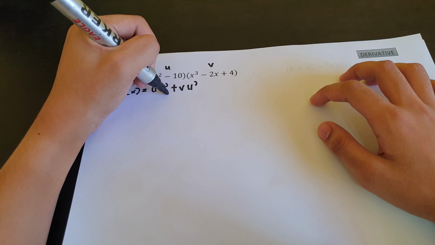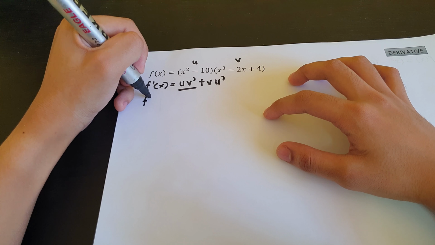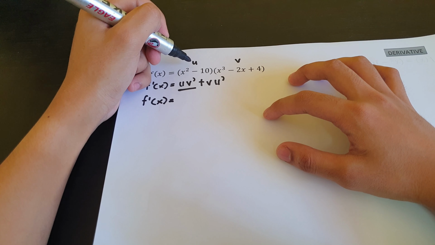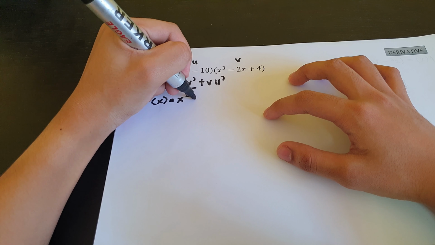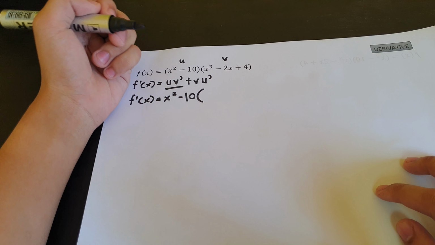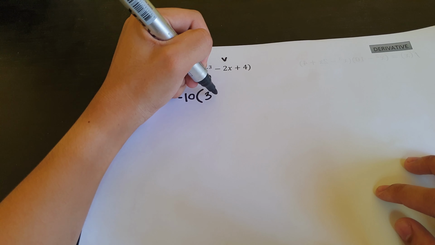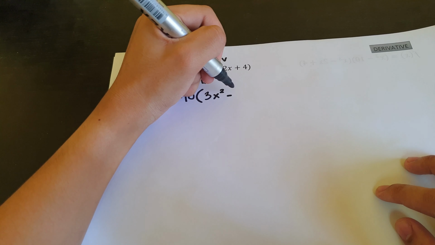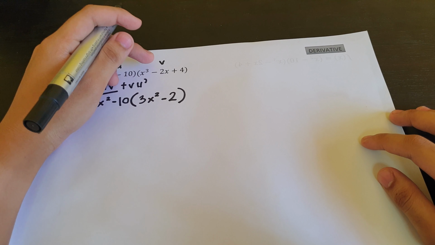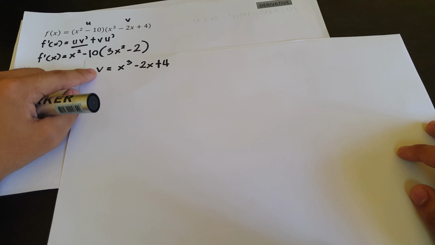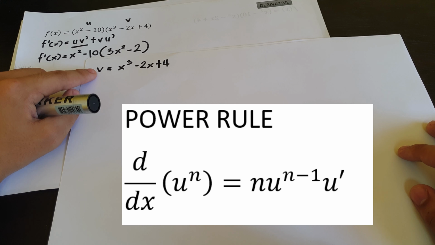Now, let us do this part first. F of x is equal to the quantity of u, which is x squared minus 10, times the derivative of v, which is 3x squared minus 2. To get the derivative of v, we must use the power rule, which is u to the power of n is equal to n u to the power of n minus 1.